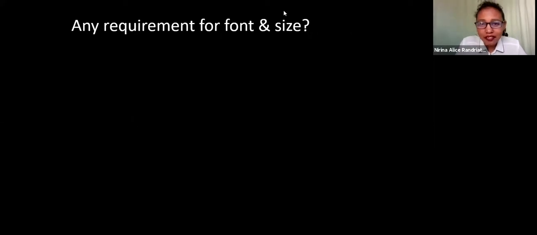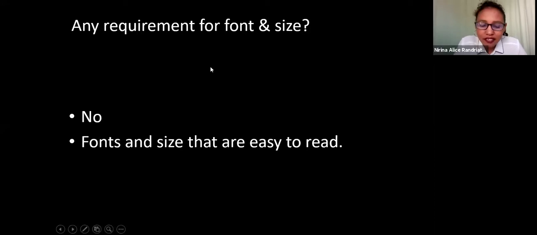Okay, any requirement for the font size? None. There is no specific requirement for the font and the size. Just make sure that you select fonts that are easy to read. There is no requirement, but examiners want to see a paper that is easy to read. Sometimes it affects your mood when you look at a paper and it's very blurry, or the fonts are so small or difficult to read. It can affect the examiner in some way. So just make sure you select the ones that are easy to read.